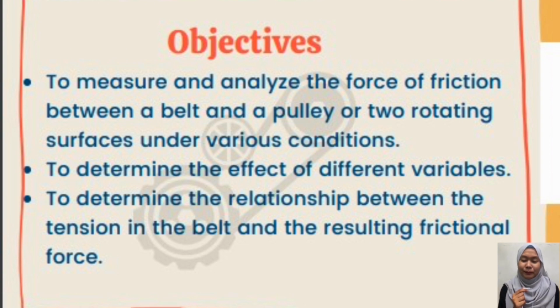The objectives of a belt friction lab experiment are to investigate and understand the principles of friction between a belt and a pulley system. The key goals include to measure and analyze the force of friction between a belt and a pulley or two rotating surfaces under various conditions. The second is to determine the effect of different variables, and the last is to determine the relationship between the tension in the belt and the resulting frictional force.